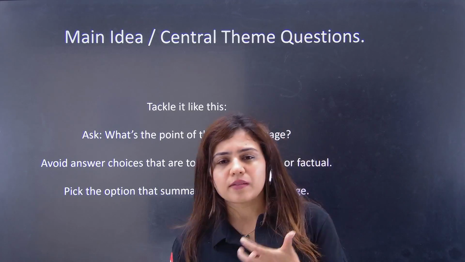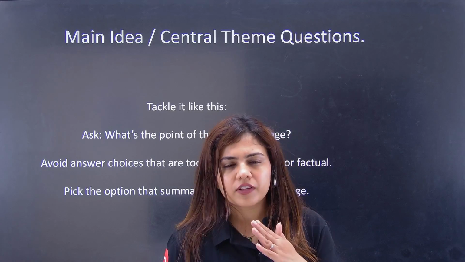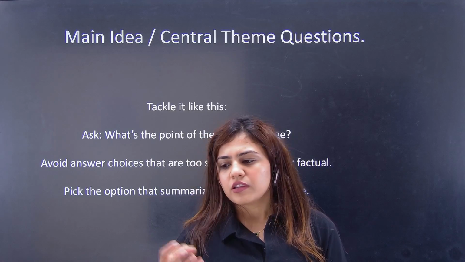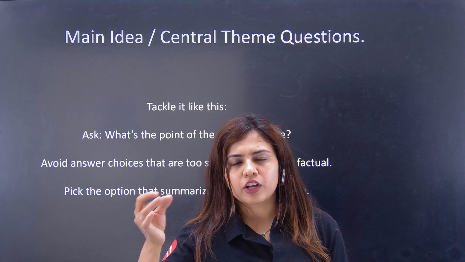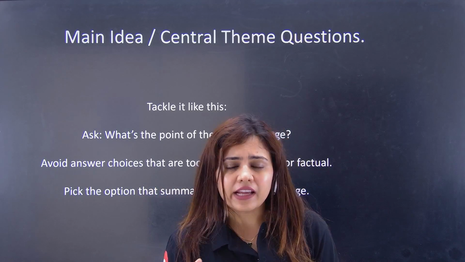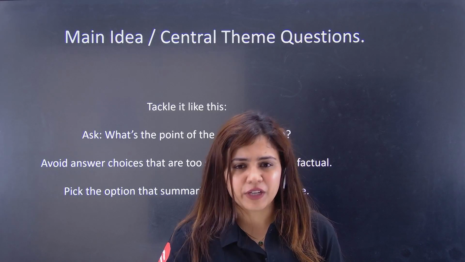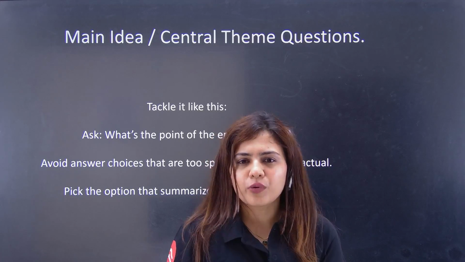Narrow ka matlab hota hai something which only covers half of the things. For example, if the passage is talking about the social, cultural, economical, financial, basically status of a country, and in the option you only see the social aspect of it. Automatically, this is a narrowed down option.